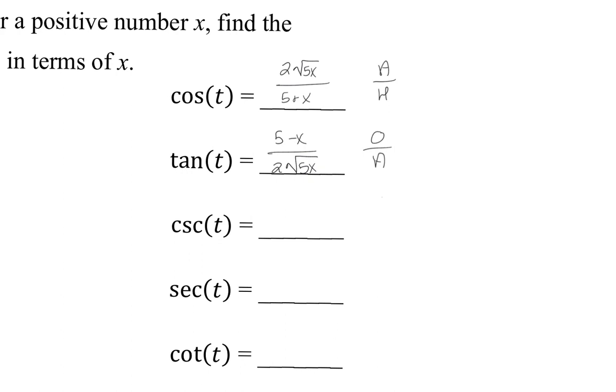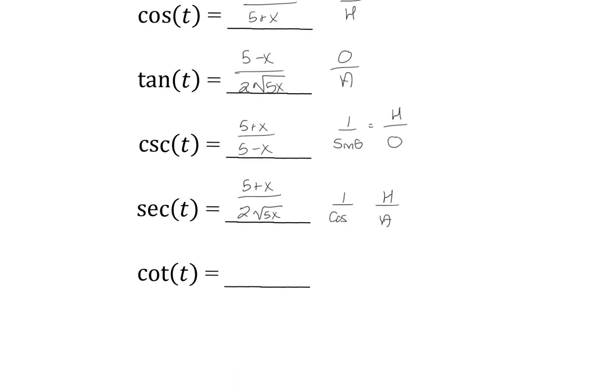Cosecant is 1 over sine theta, or hypotenuse over the opposite, which will give us 5 plus x over 5 minus x. Secant is 1 over cosine, or hypotenuse over adjacent, which will yield 5 plus x as the hypotenuse, over 2 root 5x. And then cotangent is 1 over tangent, or adjacent over opposite, and that will give us 2 square roots of 5x over 5 minus x.